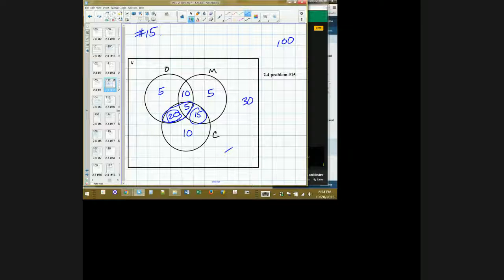Anybody else have a 2.4 request? You can come back, but I'm going to move over to 2.1 now, because we had a request there. We had a number of votes there. So let me just throw up some 2.1 slides.